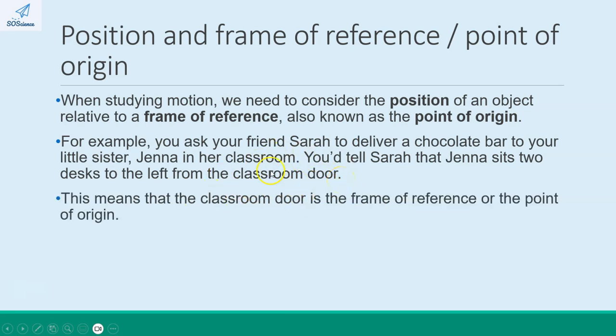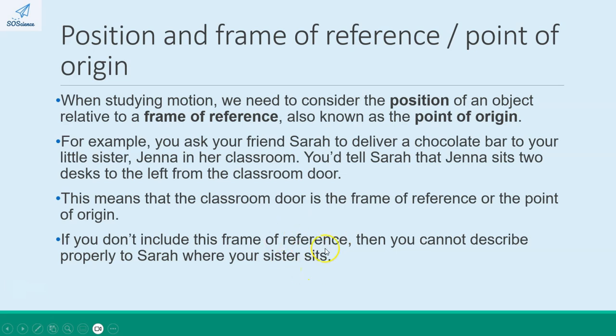So in this case, the classroom door is your frame of reference or your point of origin. So that now, based on this point of origin, you may continue to give Sarah directions on exactly where Jenna sits, which is 2 desks to the left from the classroom door, which is the point of origin. If you don't include this frame of reference, then you're not able to properly describe to Sarah where your sister Jenna sits. You can't just say that Jenna sits 2 desks to the left without providing a reference point.